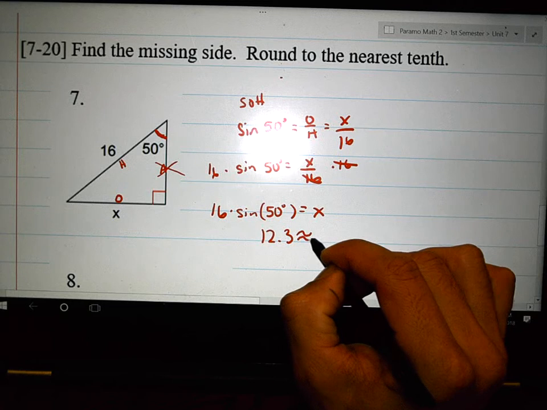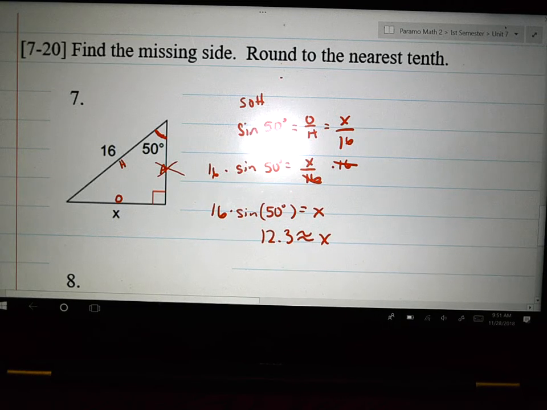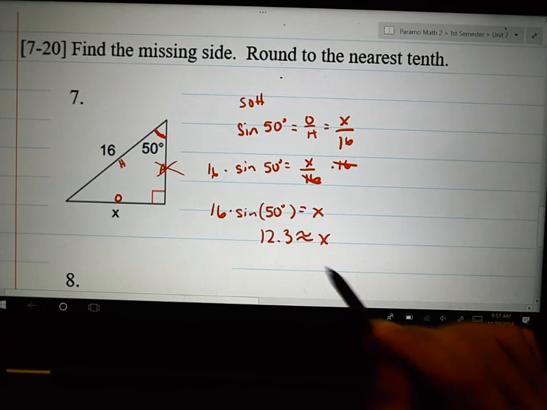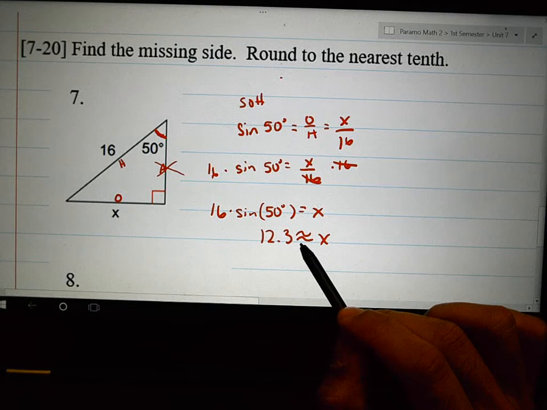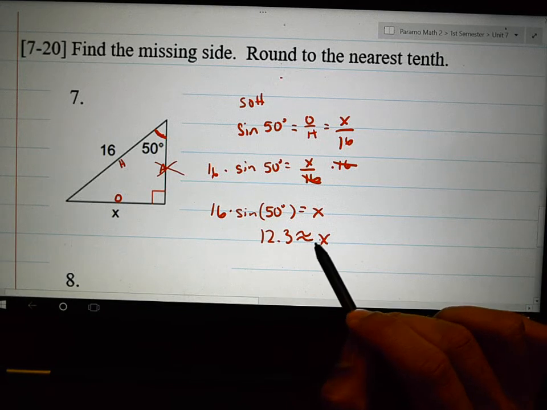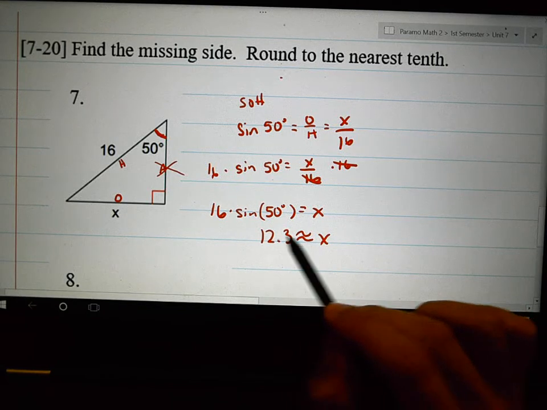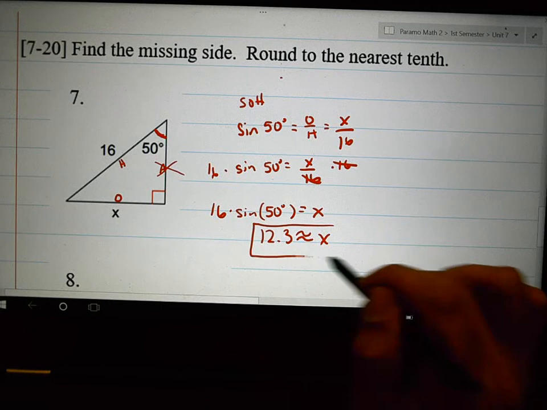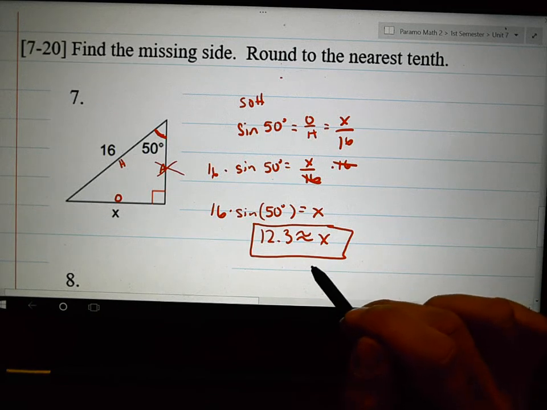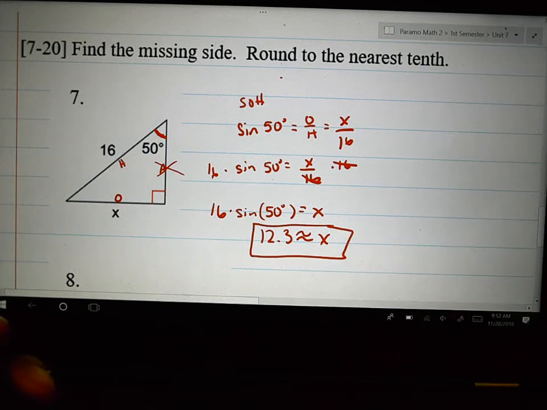And I'm going to put a little wavy line. You might as well get used to this because you're going to see me do it a lot. X is about equal to 12.3. X is approximately 12.3. Means I'm rounding.